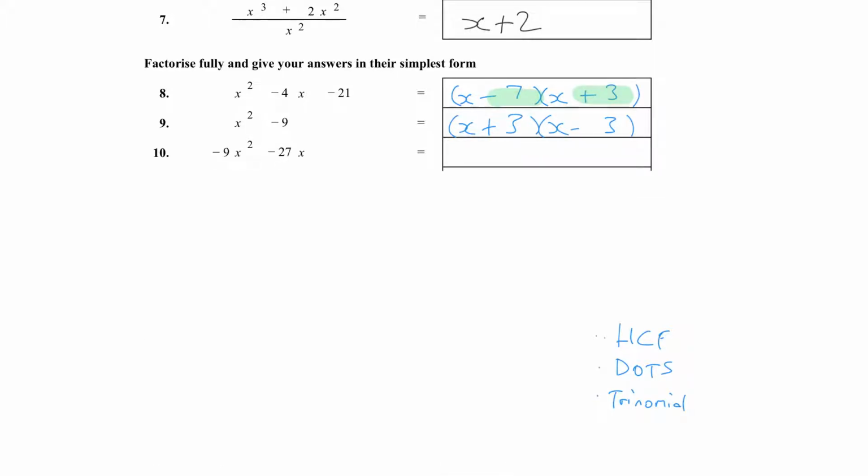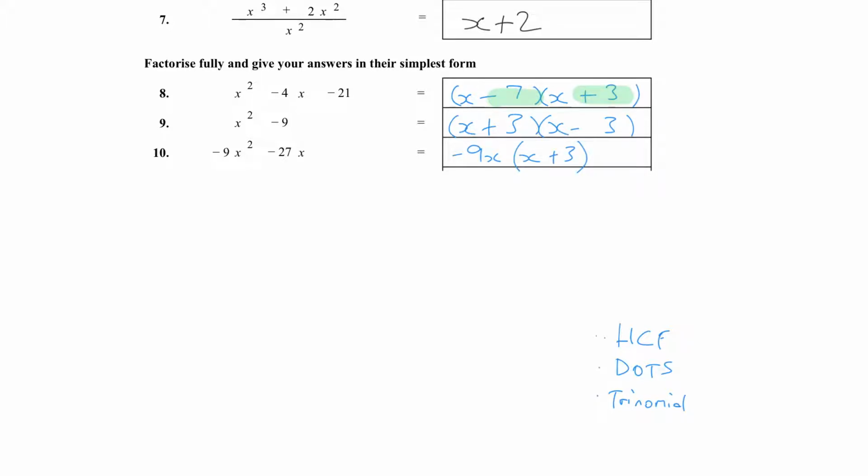Question 10. We've got factorization once again, and let's run through it. Highest common factor, difference of two squares, trinomial. Highest common factor: yes, there is a highest common factor. We can take a minus 9x out of here, and we're left with what? Minus 9x times what gives you minus 9x squared? Well, we just need to multiply it by x. Minus 9x times what gives you minus 27x? Well, just times plus 3.